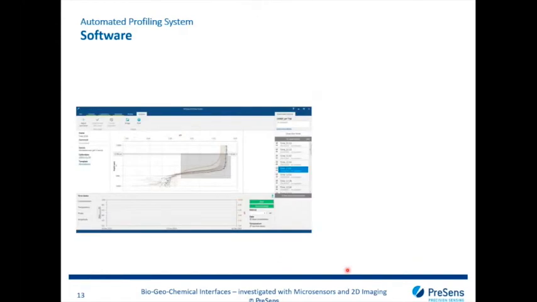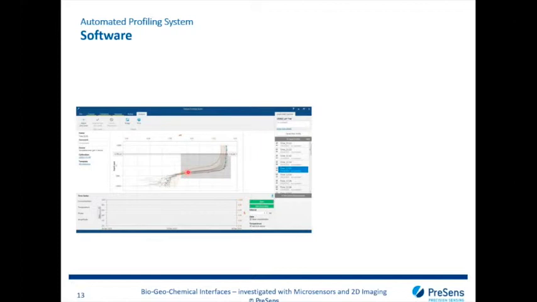Okay, a few words about the software itself for the automated profiling system. As I mentioned before, it gives you on the one hand the concentration measurement here, and then it integrates it over the depth measurement that you have performed. It will give you a profile graph with the different areas and replication and also annotations and everything you can set during a profile run.